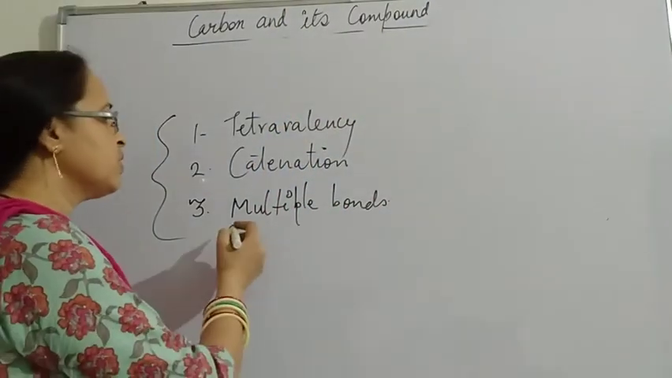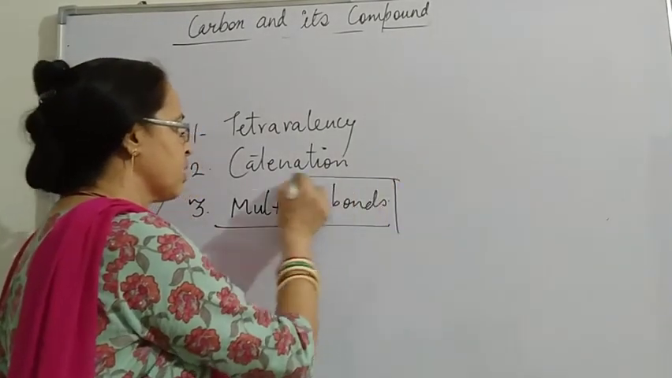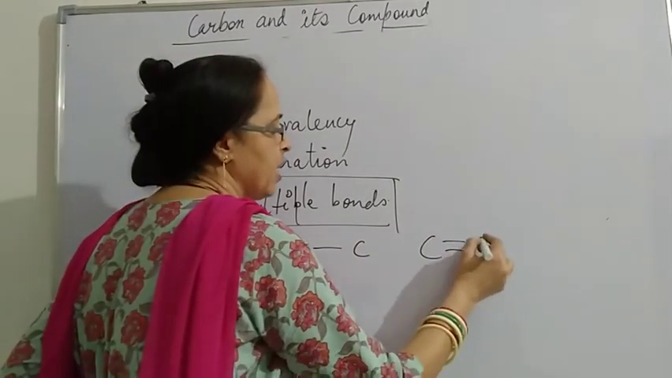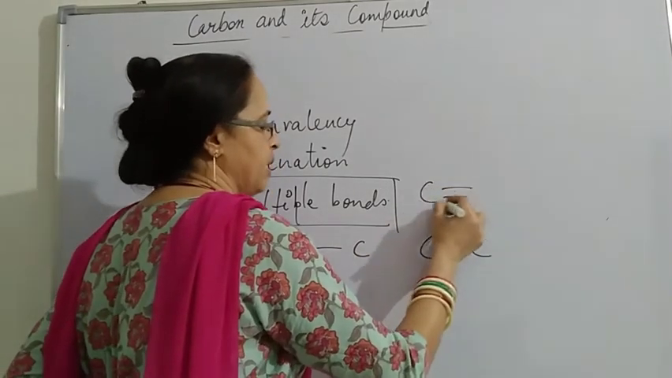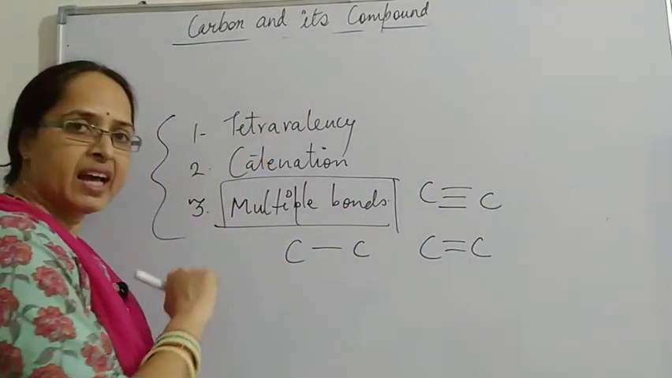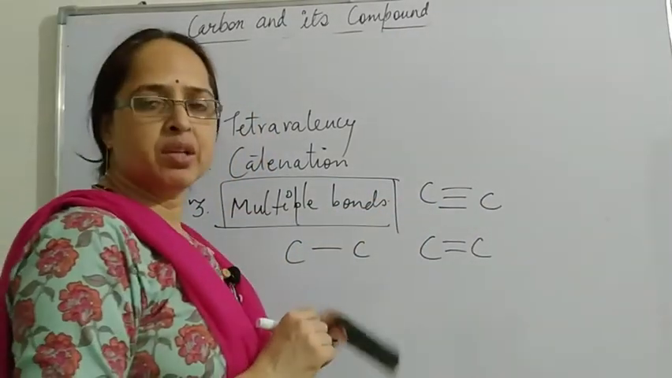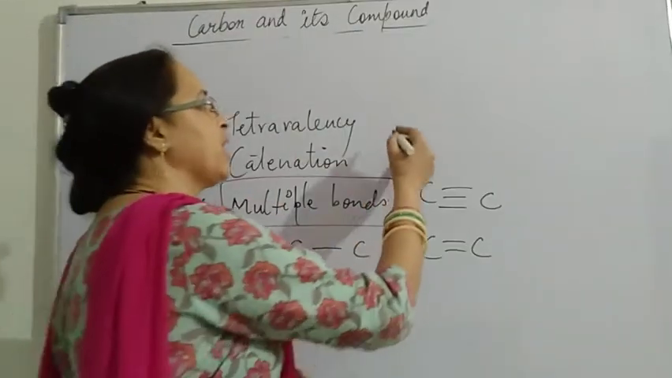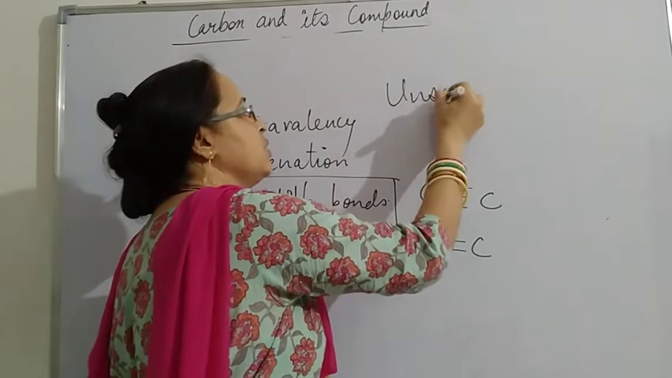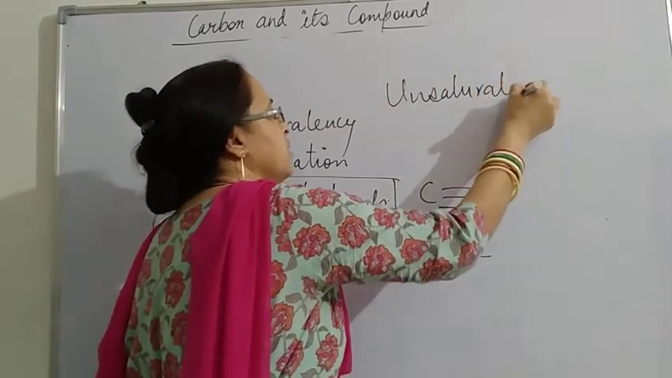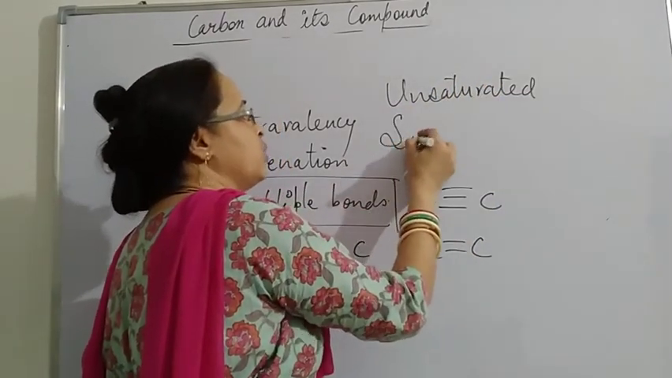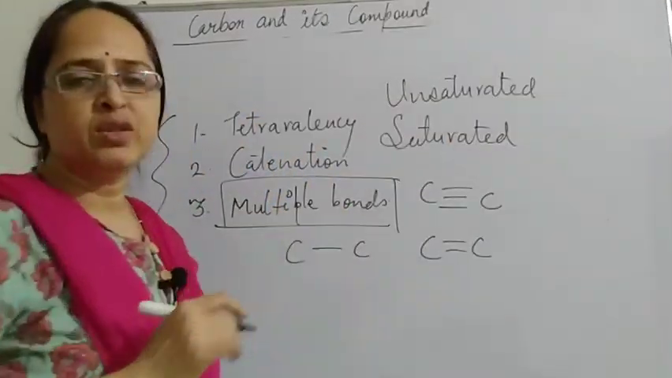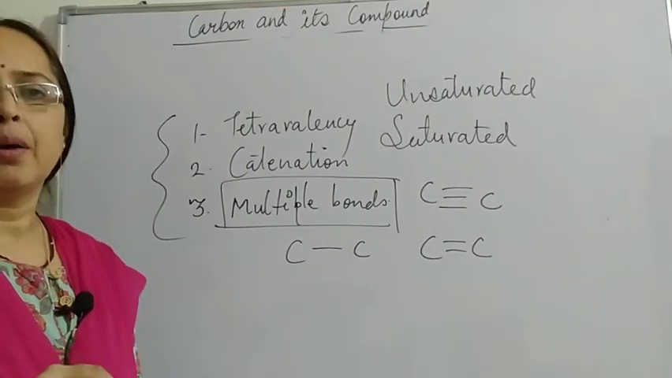Now on the basis of this multiple bonding, carbon may have a single bond, a double bond, or a triple bond. And on the basis of this bonding, we categorize carbon compounds into 2 categories. One is unsaturated and the other is saturated. Now we'll discuss these saturated and unsaturated carbon compounds in detail.